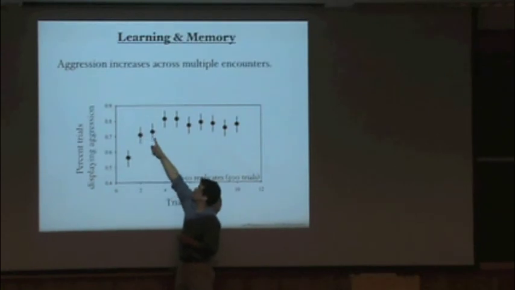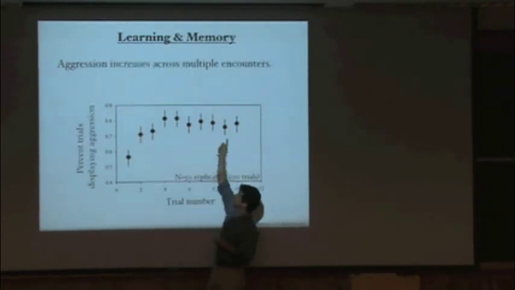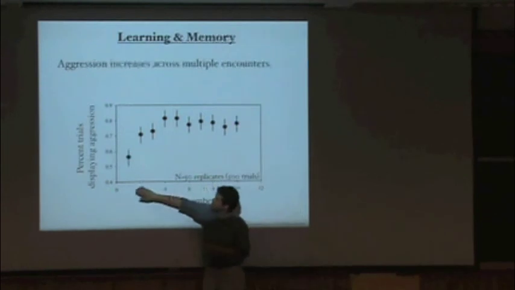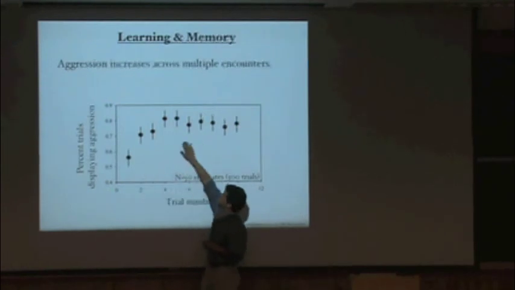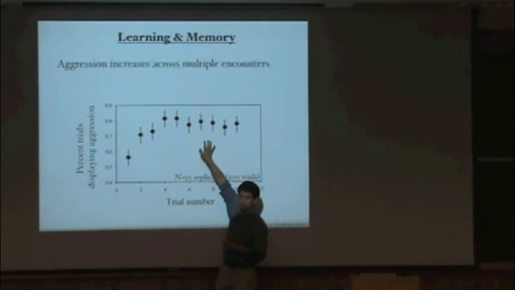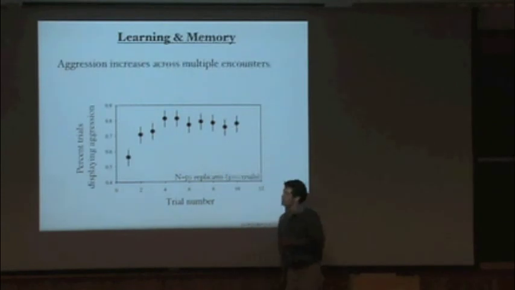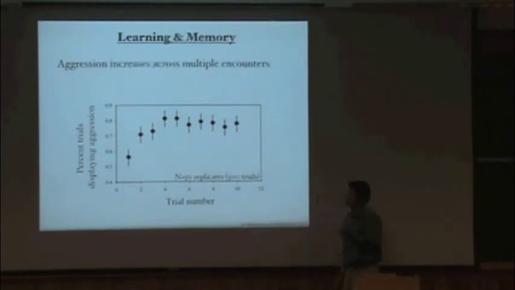But then if we do a third trial, fourth trial, fifth, sixth, seventh, eighth, all the way to 10th trial, you see that the aggression displayed by ants steadily increases, but then it plateaus off at about 4 or 5 trials, right? And so this was actually also amazing to us because it revealed something that we had no idea existed within Argentine ant colonies.